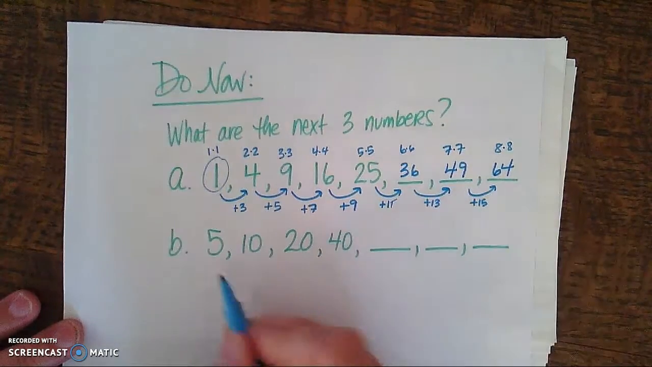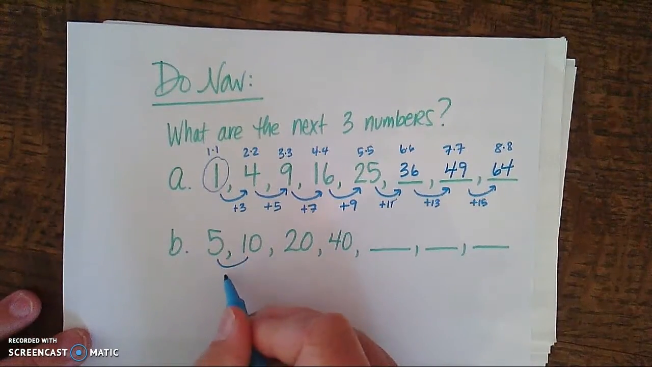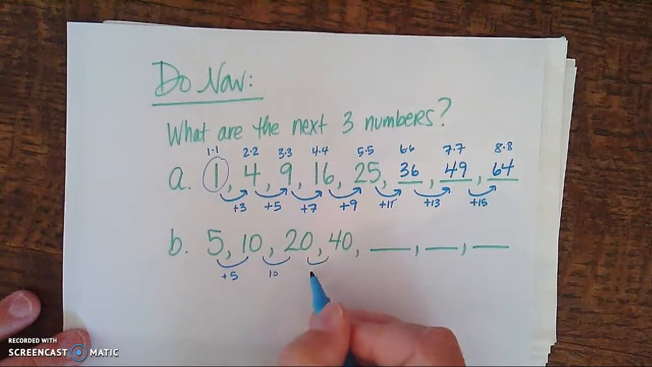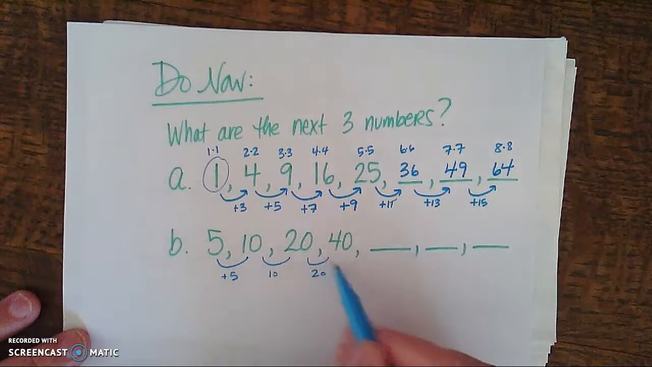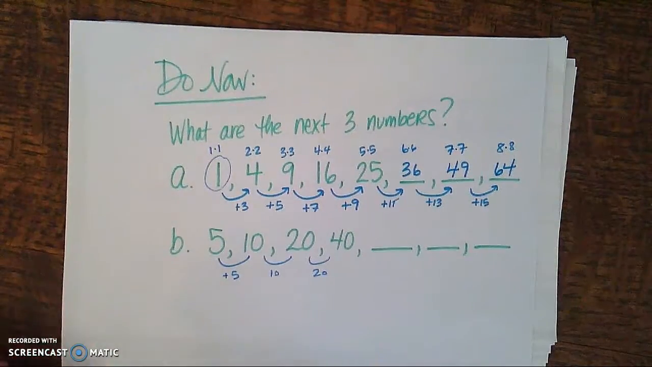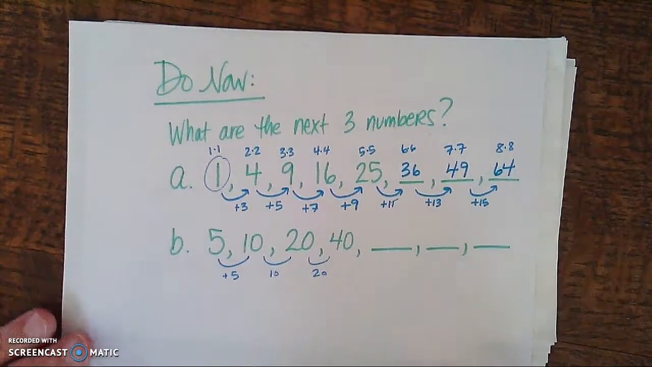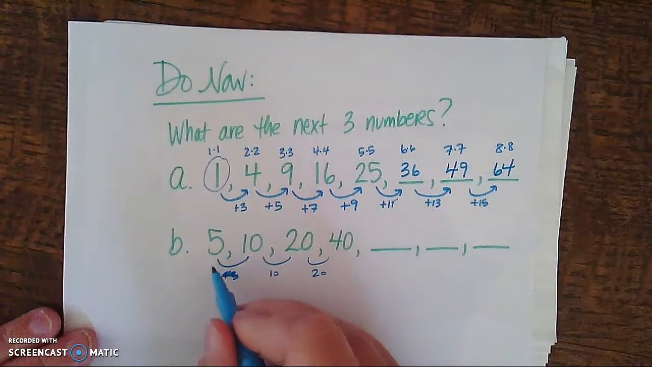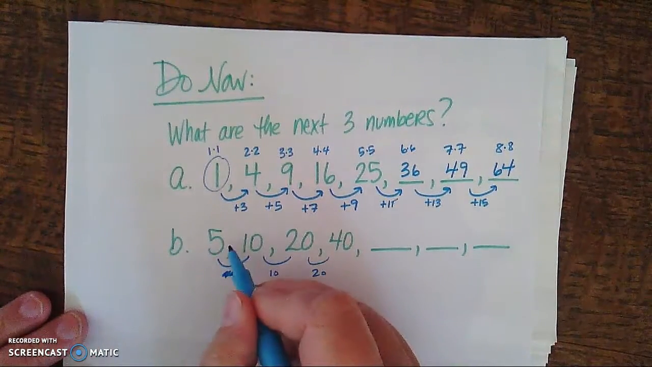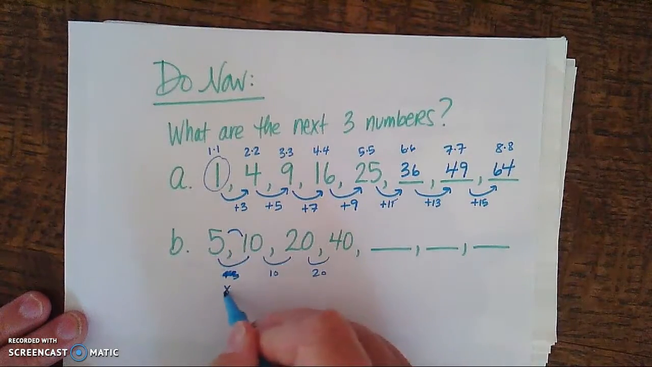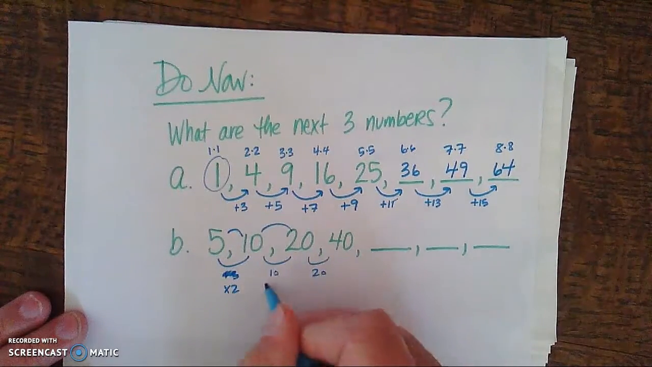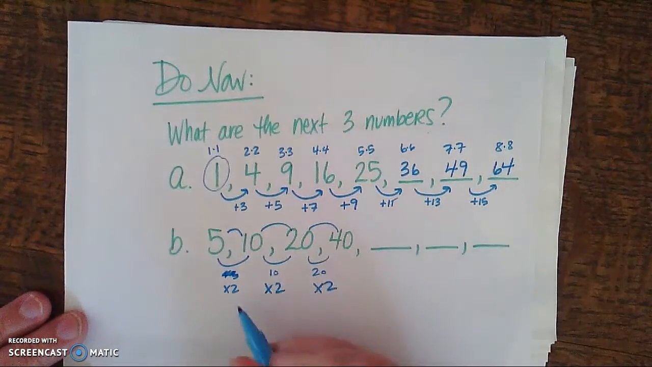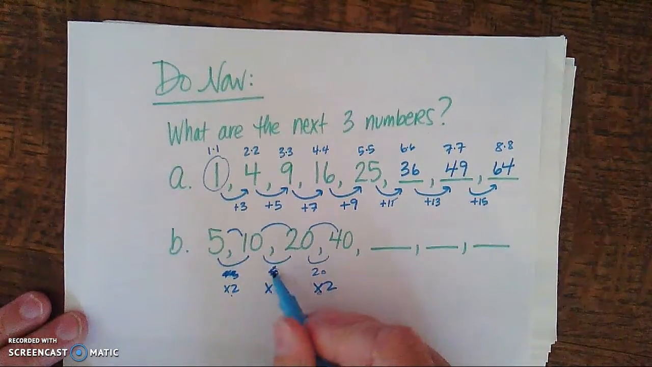In the second one, if we go by adding, we're adding 5, then we're adding 10, then we're adding 20. That's that same pattern over again. So adding might not work so well. What about multiplying? To get from 5 to 10, multiply by 2. 10 to 20, multiply by 2. 20 to 40, multiply by 2. That's a pattern we can follow.